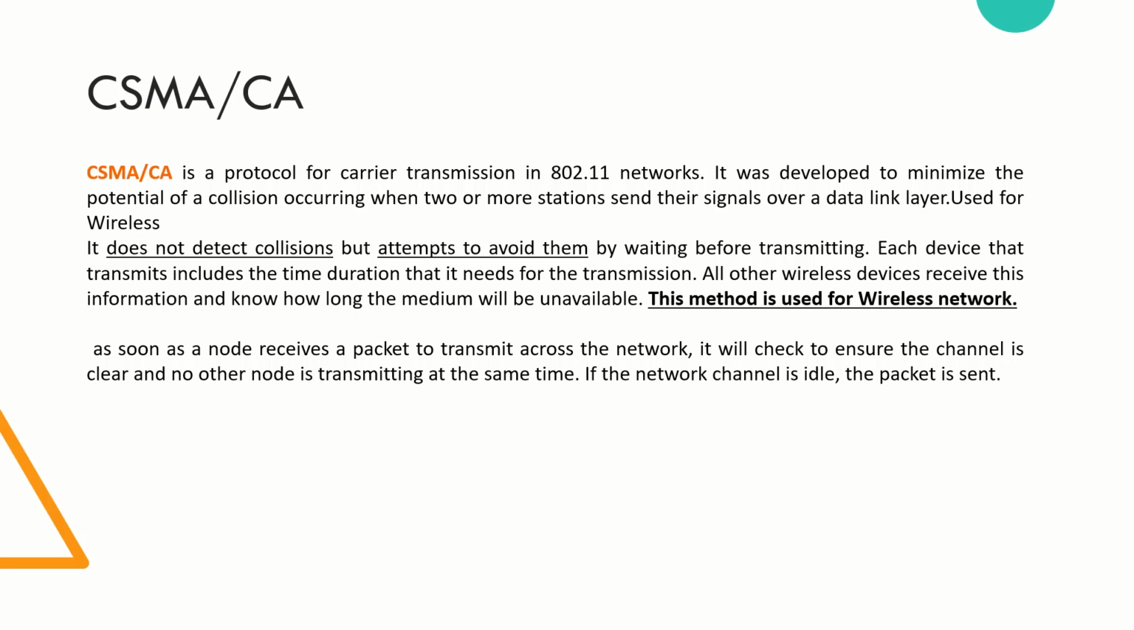And also we have CSMA/CA. In this scenario, also in this term, it is a protocol for carrier transmission in 802.11 networks. It was developed to minimize the potential of a collision occurring when two or more stations send their signals over a data link layer. And as you can see here, this method is used for wireless networks. It's very important.